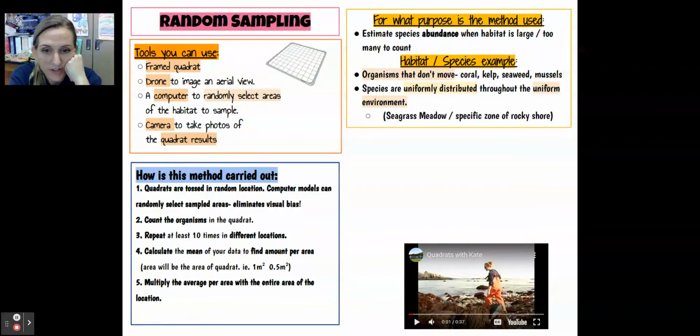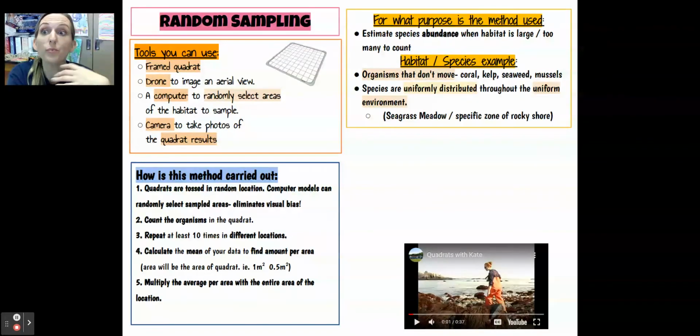To calculate the mean of your data, you're going to add up the sums of all your quadrats, and then you divide by the amount of quadrats you took. That'll give you the amount per area, and it really depends on the size of your quadrat. So if the quadrat is a meter by a meter, it's a meter squared. Half a meter by half a meter, it's half a meter squared.